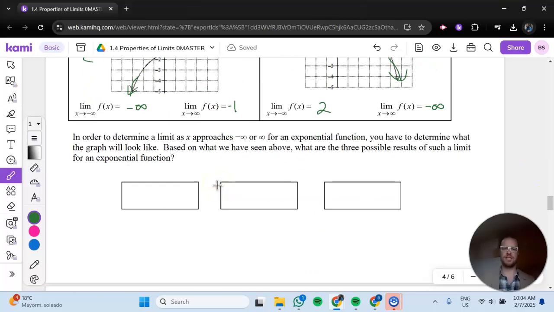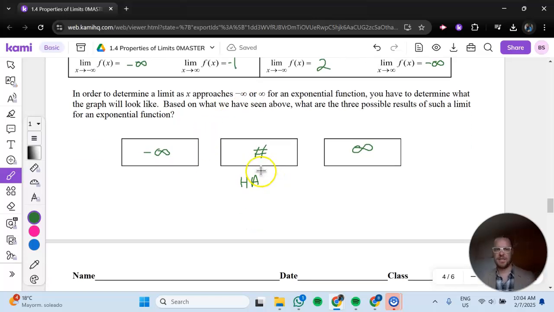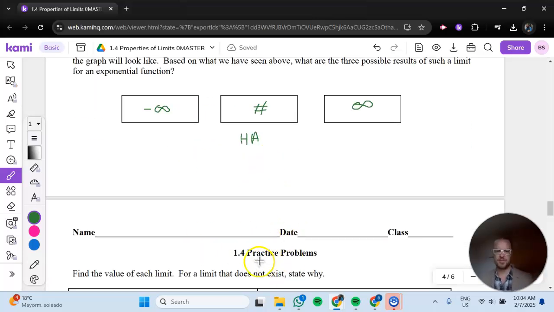So when we're looking at that end behavior, when we go to the extreme left or the extreme right, we've only got three cases. Either we go to negative infinity, we go to a number, which is a horizontal asymptote, or we go to positive infinity. There is no other option. So hopefully that made some sense, and go give those practice problems a try.